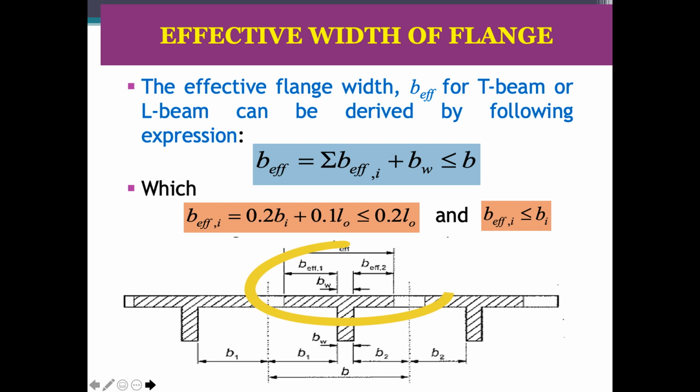B effective must be calculated first by using the equation 0.2 bi plus 0.1 l naught, which must be less than or equal to 0.2 l naught, and this b effective must be less than actual bi. As you can see in the equations, b effective depends on the l naught. So what is l naught?